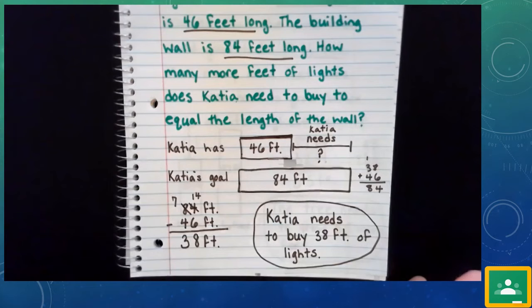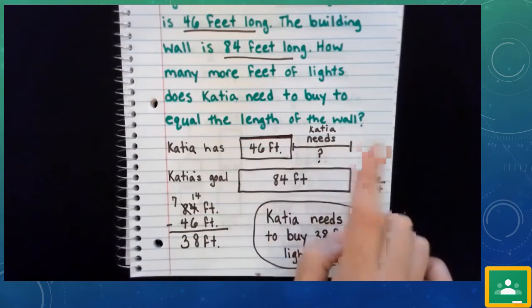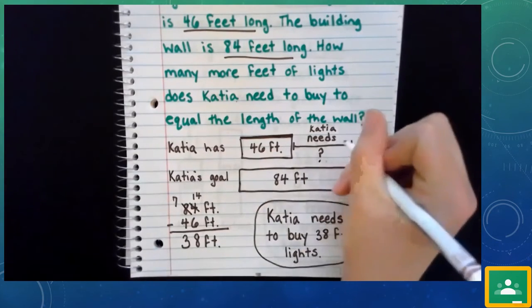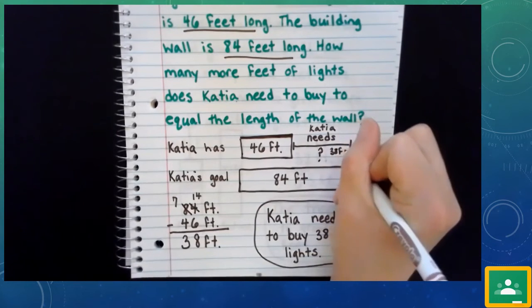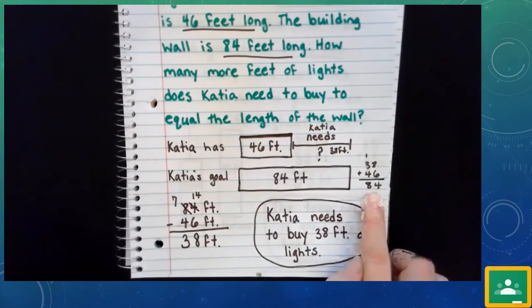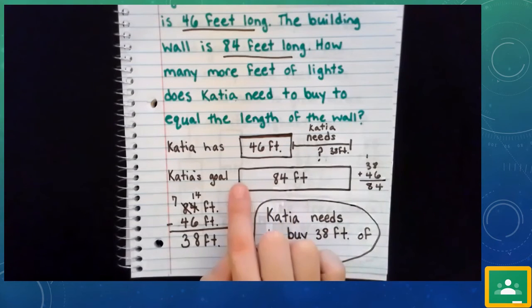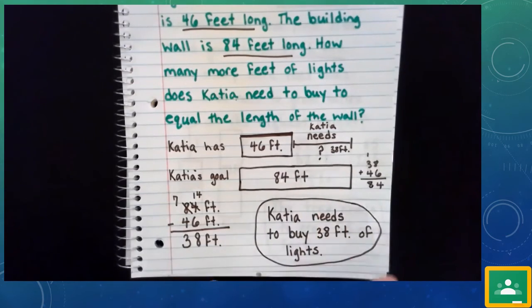And just to be sure, I checked my work by adding my two parts together, what she needs and what she already has. And that equaled the goal. It equaled 84. So if Katya buys 38 feet of lights, then she will have enough lights to decorate her entire wall. Okay? Let's take a look at another problem.